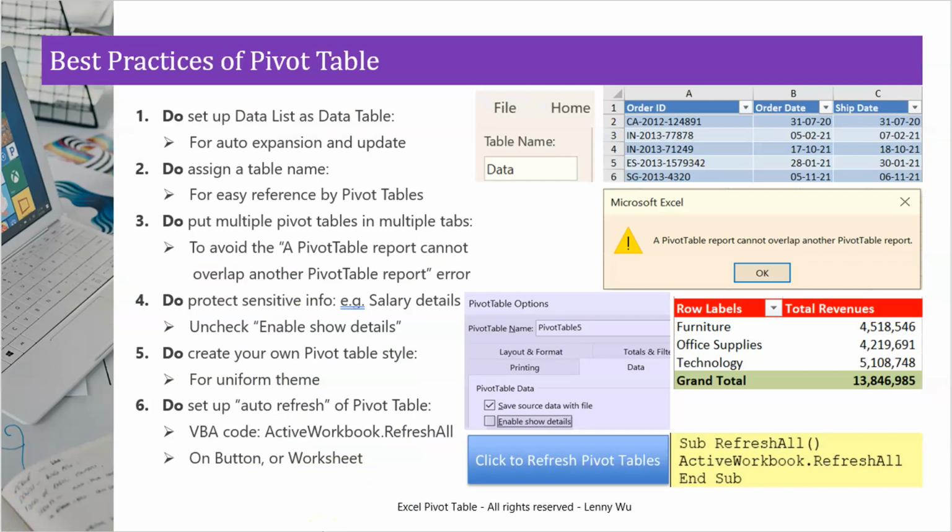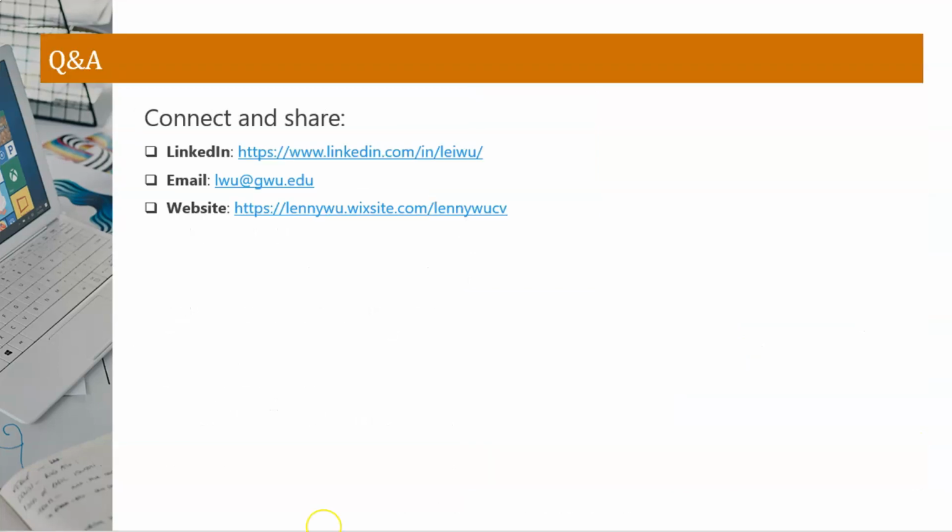To sum up, in this tutorial, we talked about 6 best practices of pivot tables. First, do set up data list as data table. Second, do assign a table name. Third, do put multiple pivot tables in multiple tabs. Fourth, do protect sensitive information. Fifth, do create your own pivot table style. And last, do set up auto refresh of pivot tables.